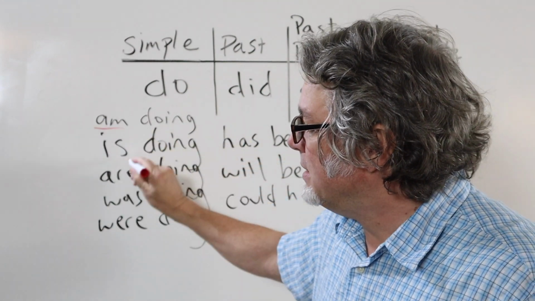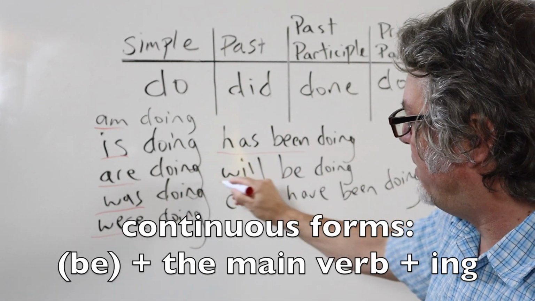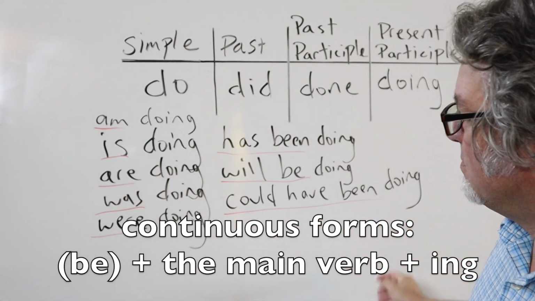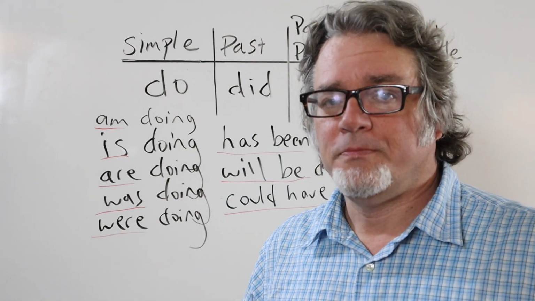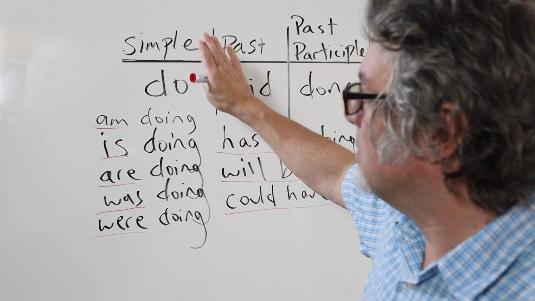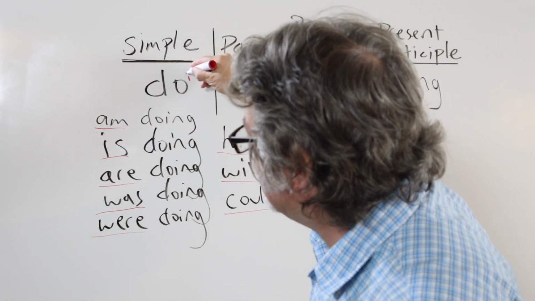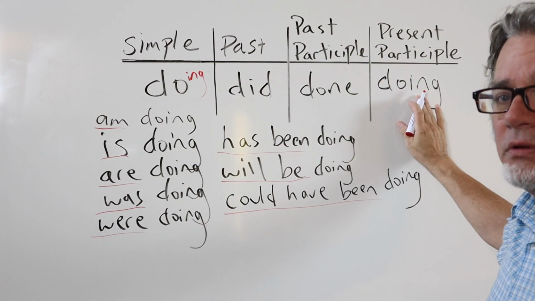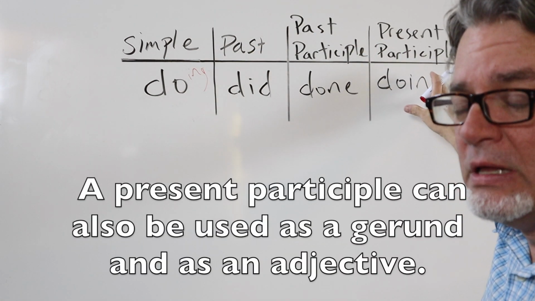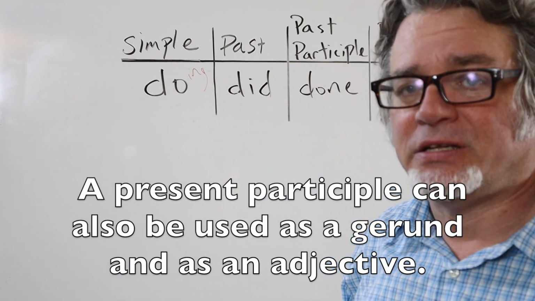Here's the verb be. You have to know how it changes in various forms with the verb do. So do and the ing ending form the present participle. Present participle can also be used as a gerund and as an adjective.